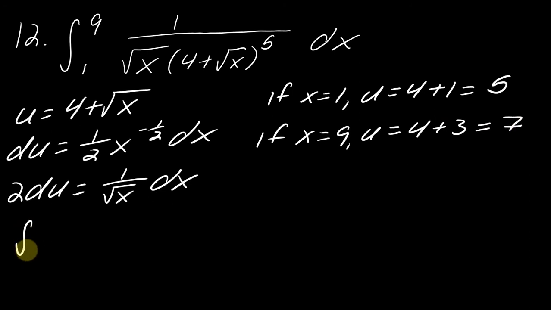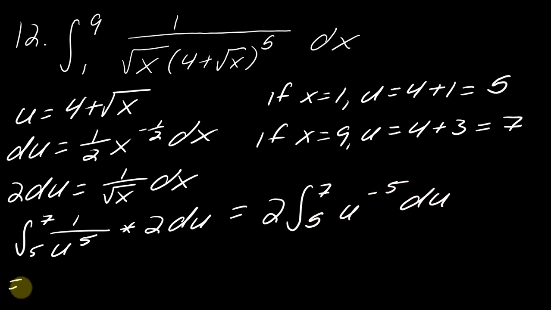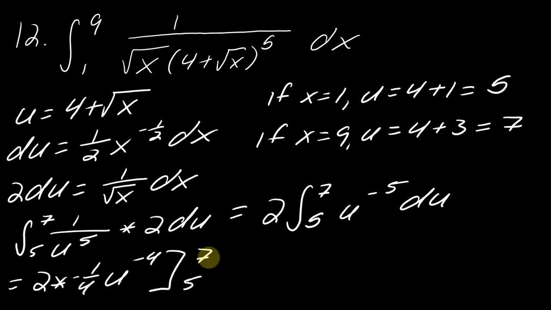So now I can make my substitutions. This will become 1 over u to the 5th, all of that times 2 du, and I have to plug in my limits of integration, so this goes from 5 to 7. Now I want to rewrite this one more time, so I'm going to bring the 2 out in front, and this becomes u to the negative 5th du. Now if I work this out, this becomes 2 times u to the negative 4th, so I always add 1 to the exponent, and then I multiply by the reciprocal over here. And I need to evaluate this from 5 to 7.